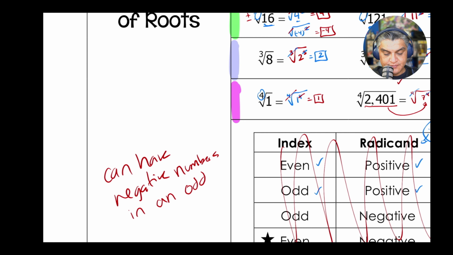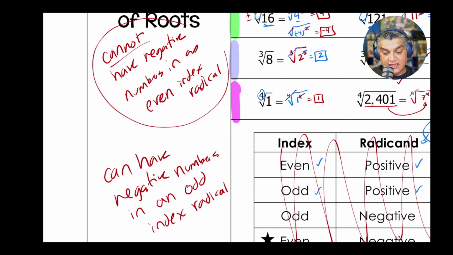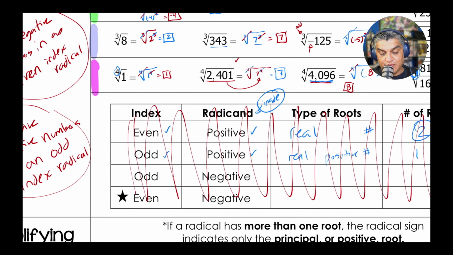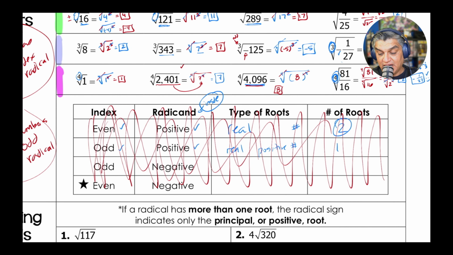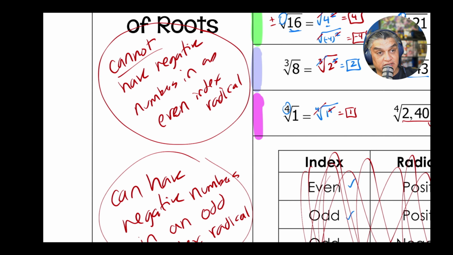in an odd index radical. You cannot have negative numbers in an even index radical. So that's basically the main thing I'm trying to prove. So don't worry about this table. Some people are asking me questions in here, but don't worry about that table. Just basically, you cannot have negative numbers in an even radical, and you can have negatives in an odd radical.